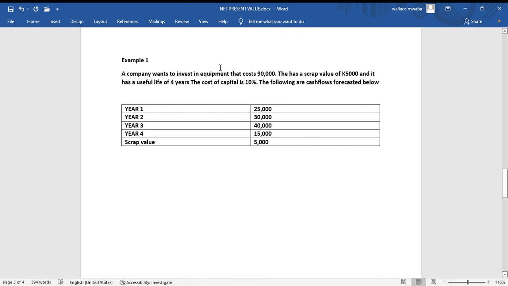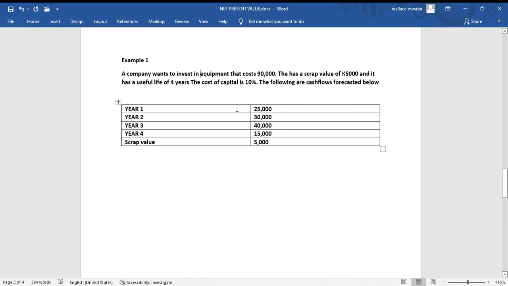So the cost of capital is 10%, which means basically if we have to borrow this 90,000 to get this equipment, we're going to be paying an interest rate of 10%. So remember, the cost of capital is just the same as the interest rate. Because whenever a company wants to buy new equipment, they have to borrow money, or they can sell their shares. But if they borrow money, there's an interest rate attached to that.